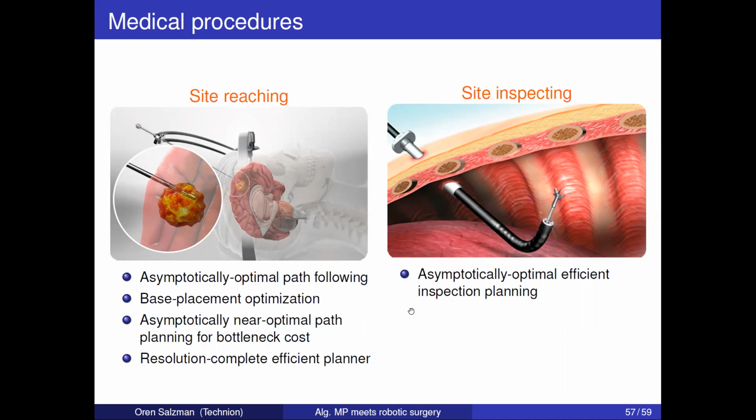For site inspection, I mentioned an asymptotically optimal efficient inspection planning algorithm, where I think the key algorithmic contribution is this notion of epsilon p dominance. And actually that sparked some work in the more classical planning communities. We've since presented several works on bi-objective optimization that emerged from this line of work. So that was cool to see that it moved to a totally different domain.